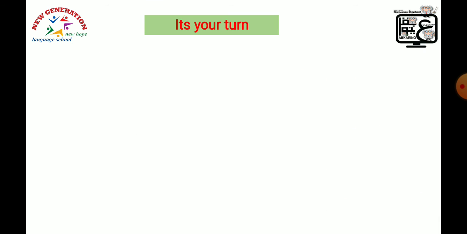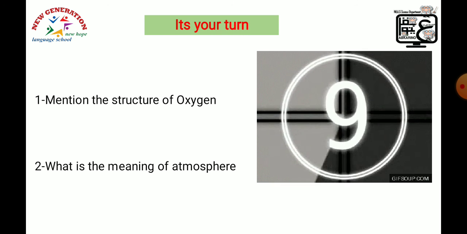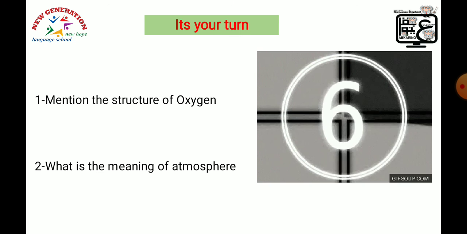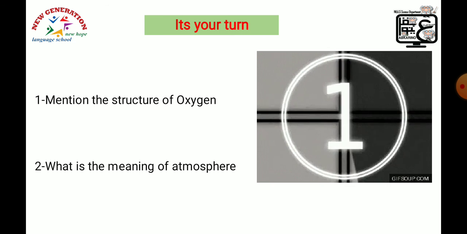Okay, and now it's your turn. We have two questions. Number one, mention the structure of oxygen. And number two, what is the meaning of atmosphere? And bring a white paper and blue pen. Quickly. White paper and blue pen. And you have 10 seconds. Go. 5, 4, 3, 2, 1.